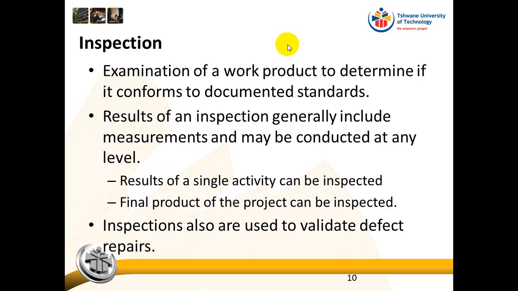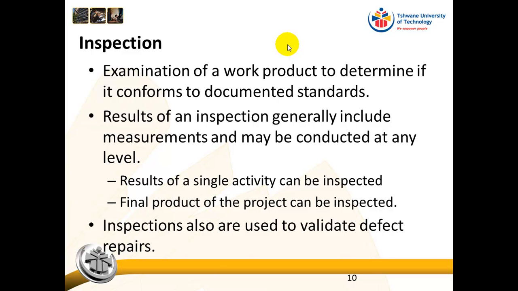Okay, so inspection is an examination of a work product to determine if it conforms to the documented standard. So the documented standard will come from the scope baseline, which is your scope statement, your work breakdown structure, and your work breakdown structure dictionary. And of course, those are derived from the requirements. So the results of an inspection generally include measurements and may be conducted at any level.